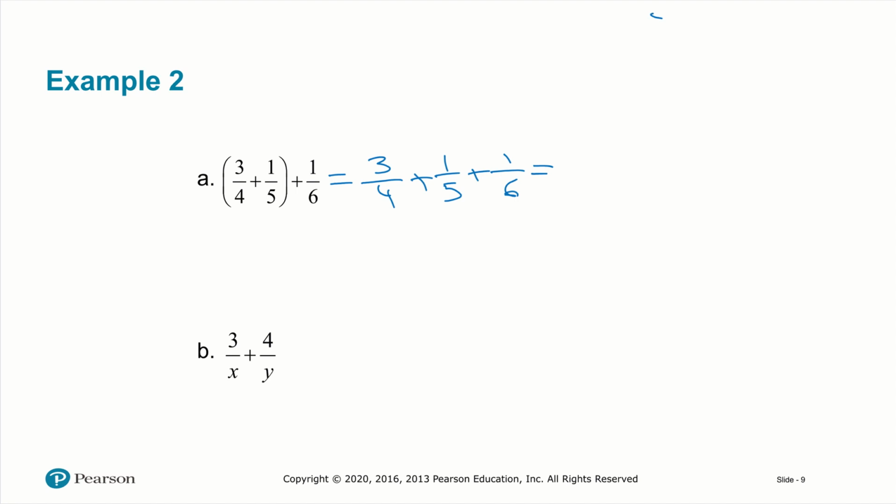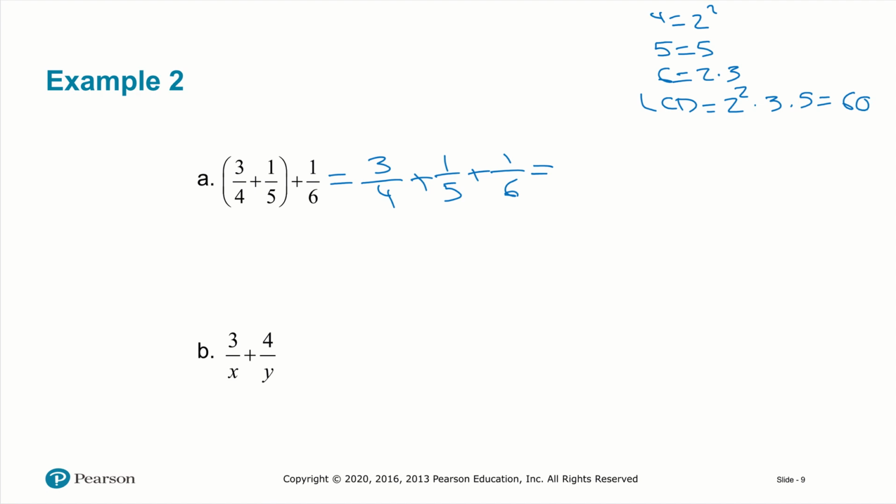4 is, of course, 2 squared. 5 can't be reduced any further. It's just 5 as far as the prime factorization goes. And 6 can be written as 2 times 3. So you notice we're going to need a 2 squared, a 3, and a 5. So the LCD is going to be 2 squared times 3 times 5. Using compatible numbers, we multiply 4 by 5 first to give us 20 times 3 will give us 60.